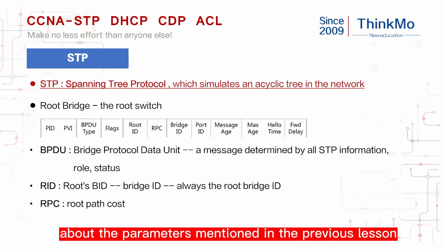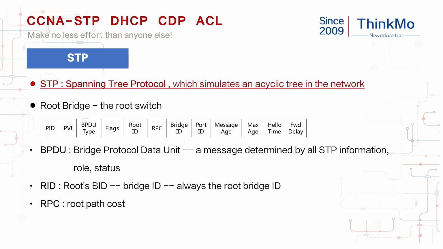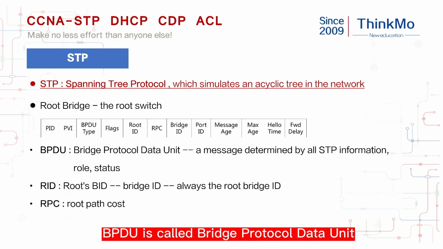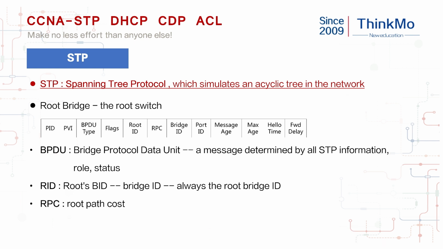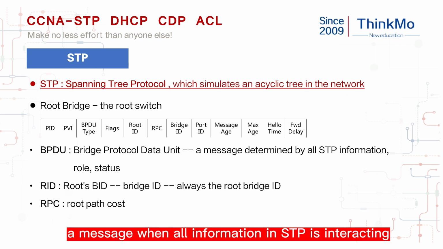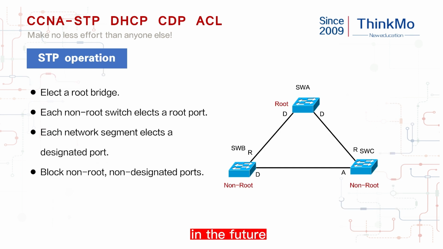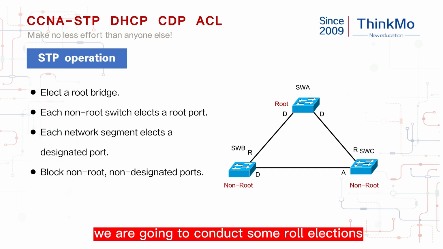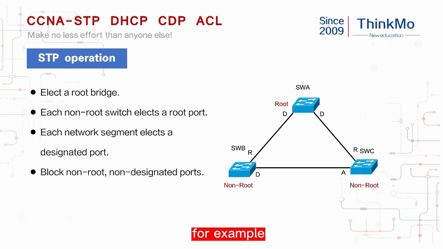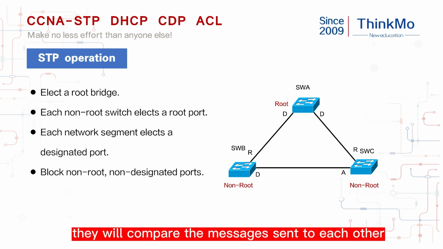Let's first talk about the parameters mentioned in the previous lesson. BPDU is called Bridge Protocol Data Unit. That is the message used when all information in STP is interacting. This is the message form of their interaction. In the future, we are going to conduct some role elections. For example, I want to elect a root bridge, root port, and designated port. You can see it here. They will compare the messages sent to each other.